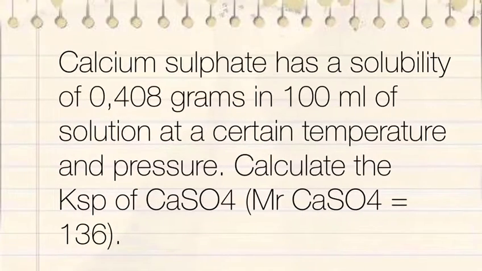This question asks us to find the KSP of calcium sulfate if we know it has a solubility of 0.408 grams in 100 milliliters of solution at a certain temperature and pressure. We also know that the MR of calcium sulfate is 136.